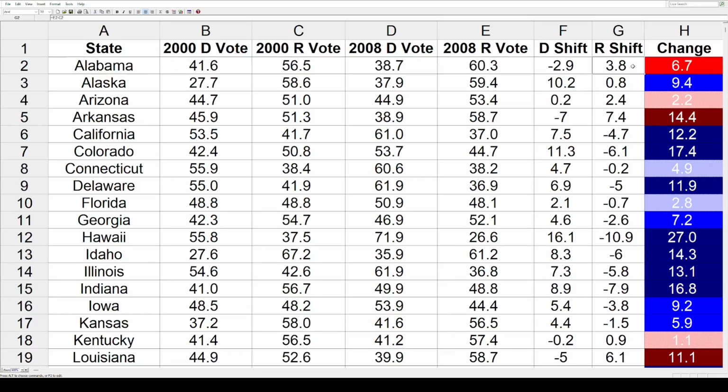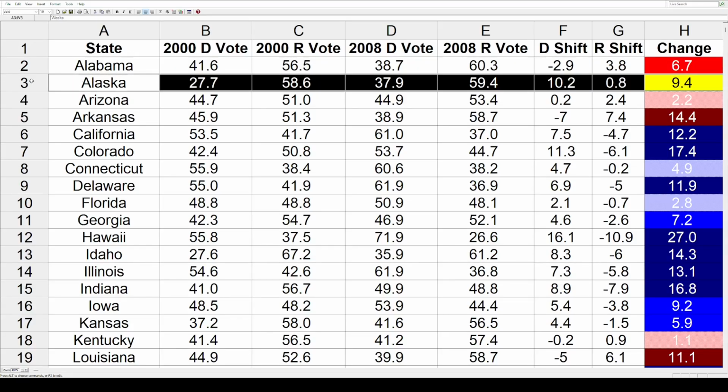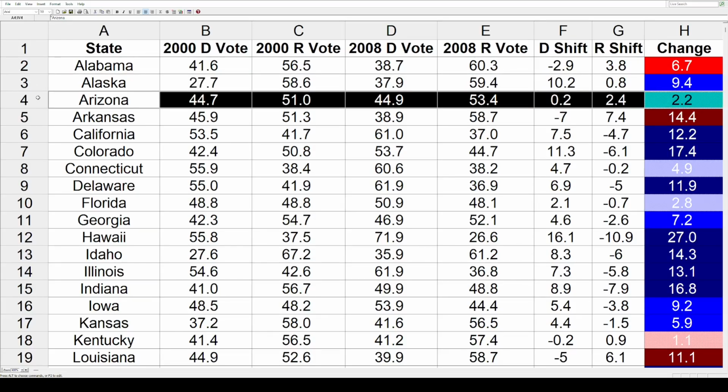So that's how this works. Now we can quickly go through the rest of these states. The next state is Alaska. Of course, that did have Sarah Palin as John McCain's running mate in 2008, but even with all that, the state did shift 9.4 toward the Democrats. How about Arizona? That was John McCain's home state. He did manage to get a small red shift of 2.2.